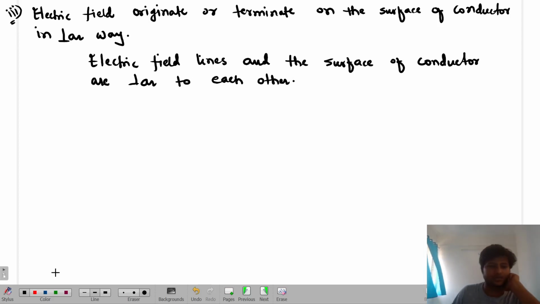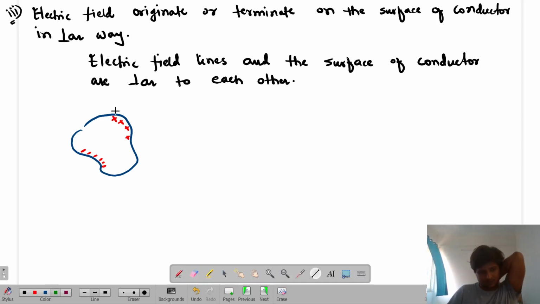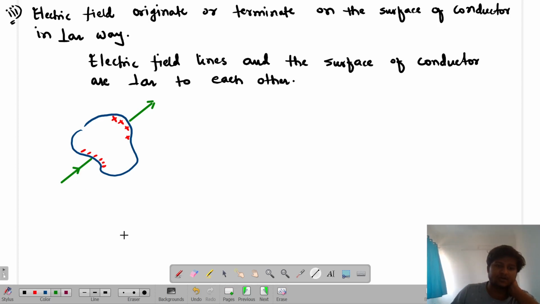So look over here. Let's suppose I select an arbitrary shape conductor, right? Suppose here negative charges are there and here positive charges are there. Then for the positive charges, the electric field lines will emerge out of the surface in a perpendicular way, while for the negative charges they will terminate on the surface in a perpendicular way. Is that clear?